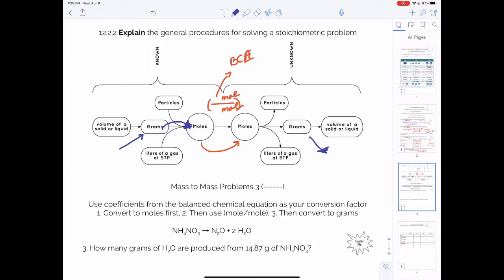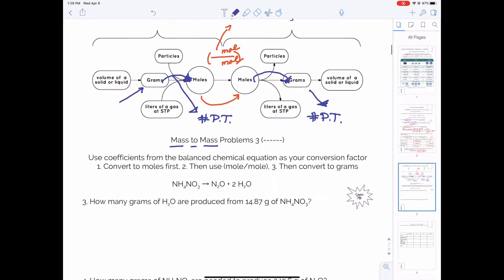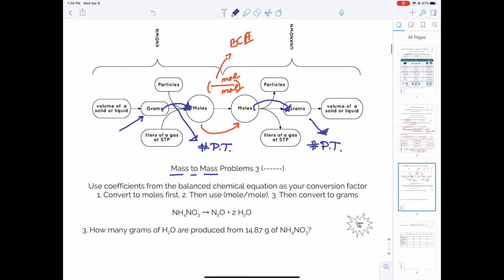And we know that in order to go from grams to moles, we're going to need to use the numbers from the periodic table, right? The molar masses from the periodic table. And then to make a jump from moles to grams, again, we're going to use the molar masses, the numbers from the periodic table. And so mass to mass problems are the most common type of stoichiometry problems where we start with a known number of grams of reactant.